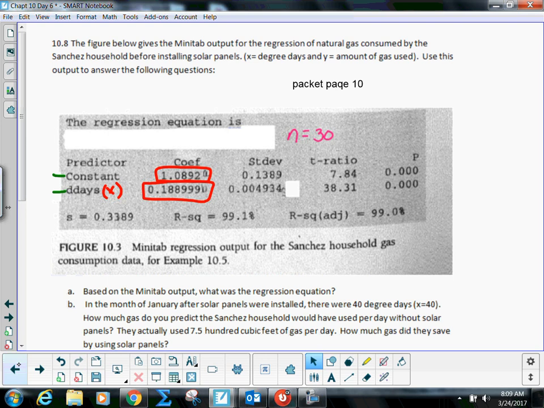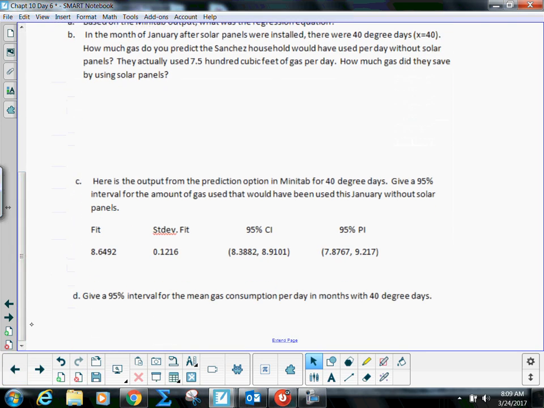Okay, now the next question is asking you, here is the output from the prediction option in Minitab for 40 degree days. Give a 95% interval for the amount of gas that would have been used this January without solar panels. Okay, look at question C carefully. It's really important when you're doing these problems to know what the variables represent. And sometimes when you're reading the problem, it's better just to write x and y right in it to help clarify what they're looking for. So in this case, they said, give a 95% confidence interval for the amount of gas. What does amount of gas represent in this problem? The amount of gas used, is that x or y?